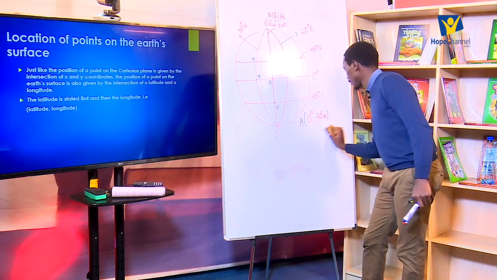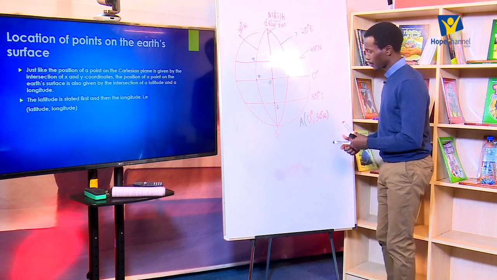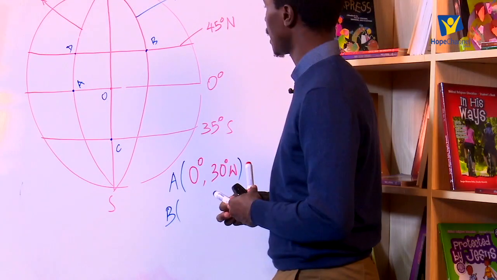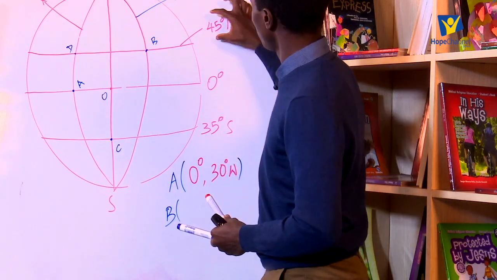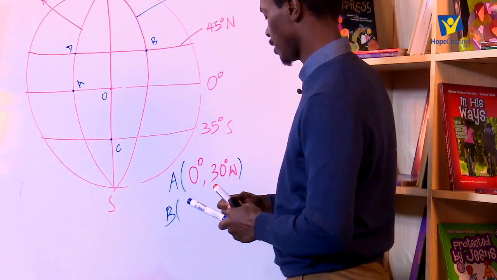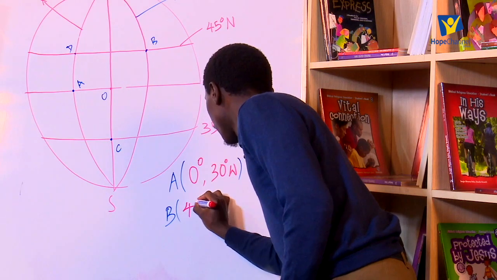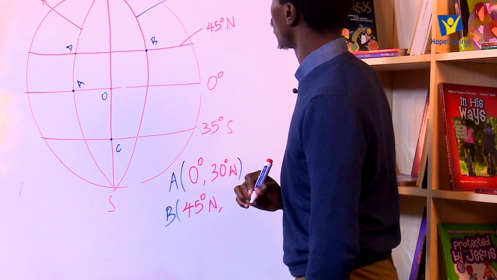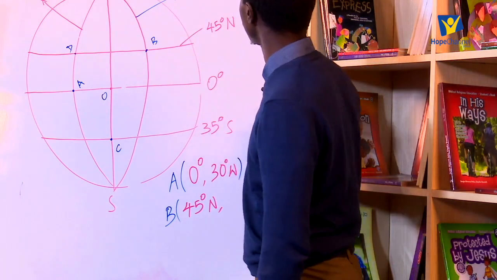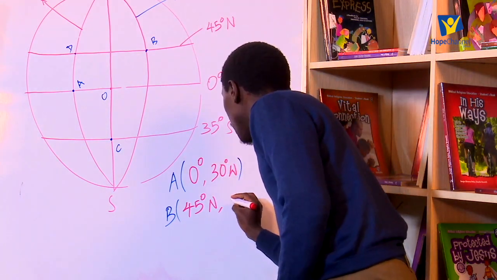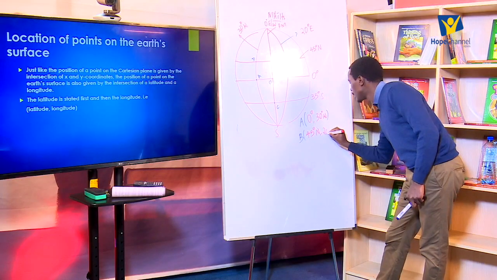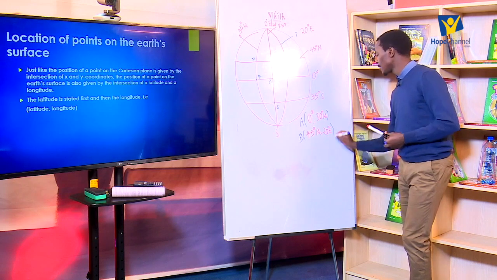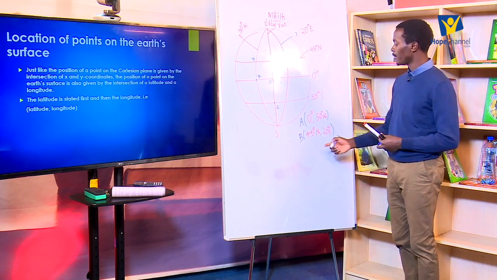Let's locate B. Now B is on what latitude? Remember, latitude comes first. It's on latitude 45 degrees north. So we start with 45 degrees north, comma, and what is its longitude? It is 20 degrees east of the prime meridian. That gives us the correct location of B.